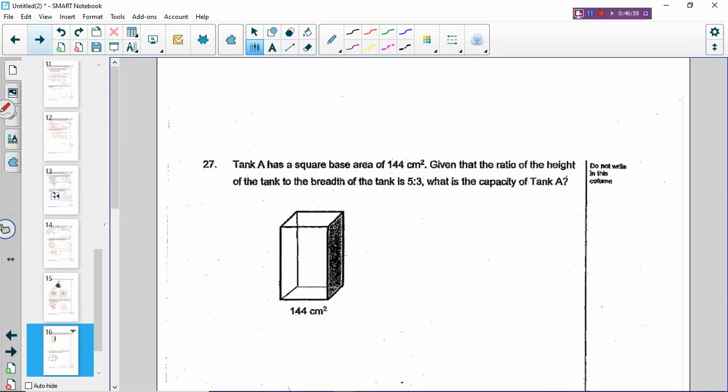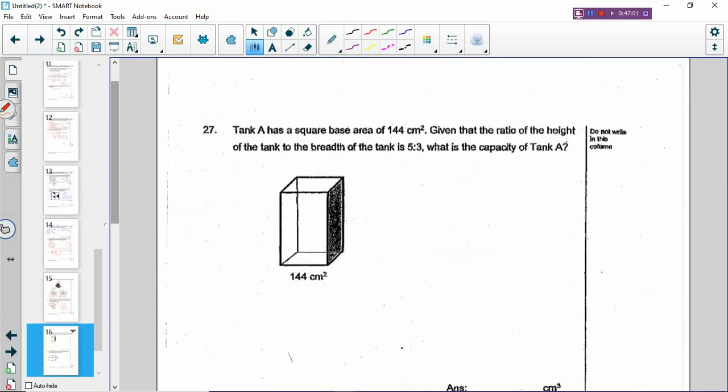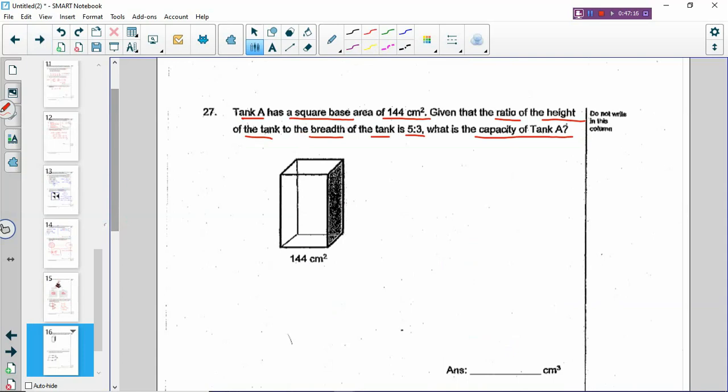Question 27. Tank A has a square base of 144 cm squared. Given that the ratio of the height of the tank to the breadth of the tank is 5:3, what is the capacity of tank A? Now, sometimes problems are hard because you try to do mental sums. You try to do everything in your mind. But what you should be doing is to put the numbers onto the pictures. So whatever pictures you see, do some drawings, put something on the picture.